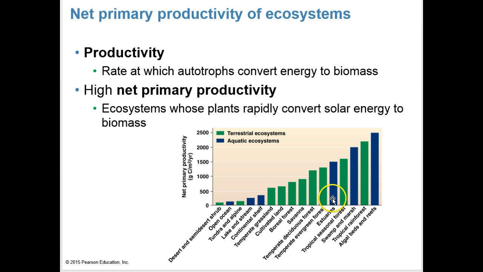Estuaries to savannas are kind of in the middle, and some of our least productive ecosystems are deserts and tundras. There are some limiting factors in those areas, like temperature. It's too hot in a desert, or not enough water, or in a tundra, too cold. So those are limiting factors that would prohibit photosynthesis, therefore making those areas less productive.